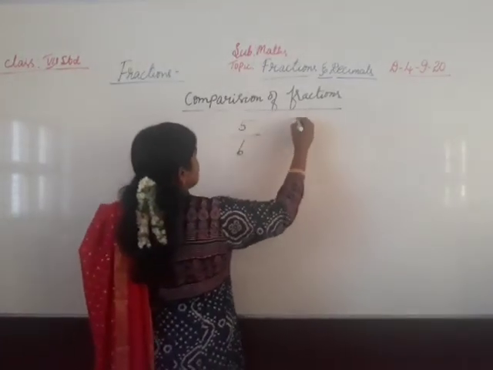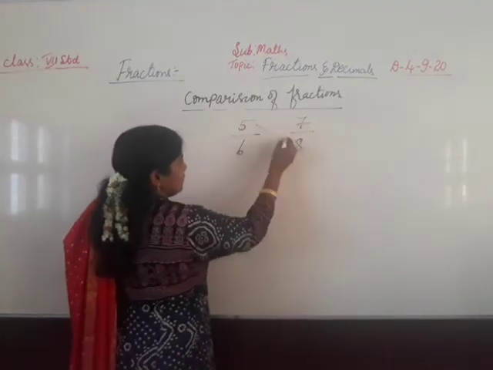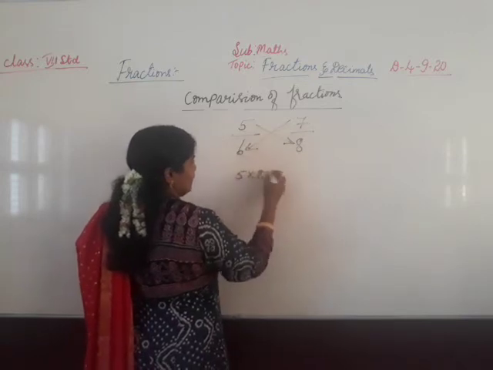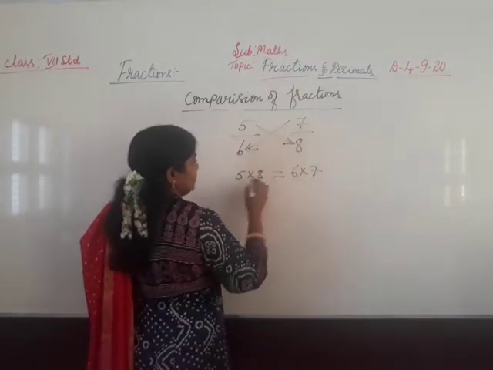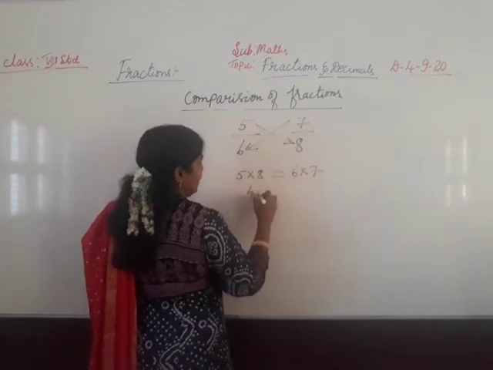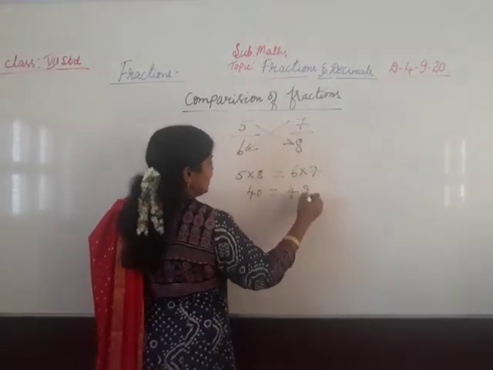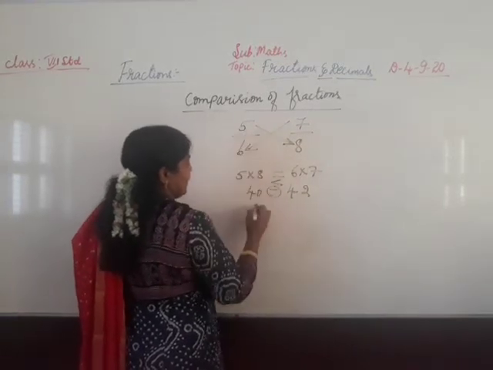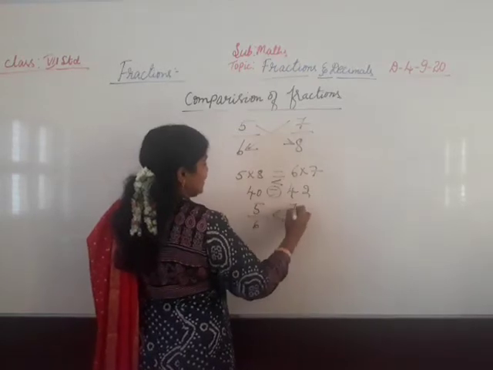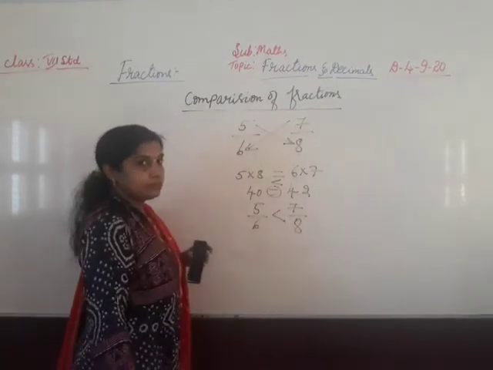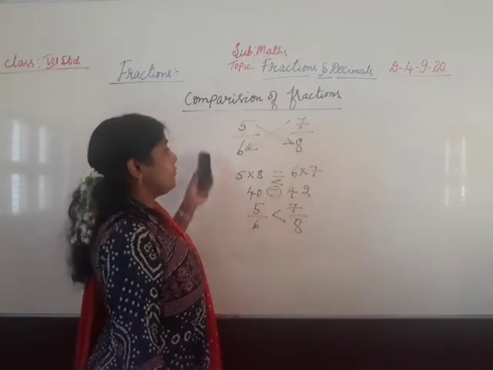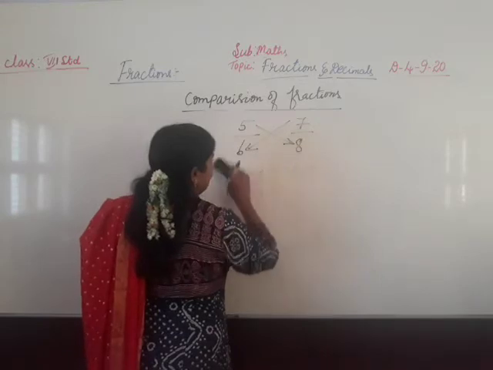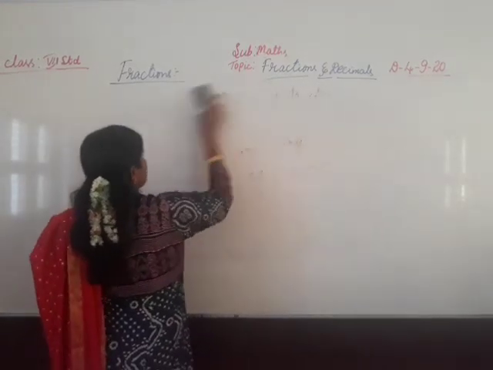5 by 6, 7 by 8. Cross multiply, always like this first. 5 into 8, 6 into 7. 5 into 8 is 40, 7 6s are 42. Are both equal? No, 40 is less than 42. So 5 by 6, the first fraction, is less than the second fraction. This is the way of comparing fractions when both the numerators and denominators are different.